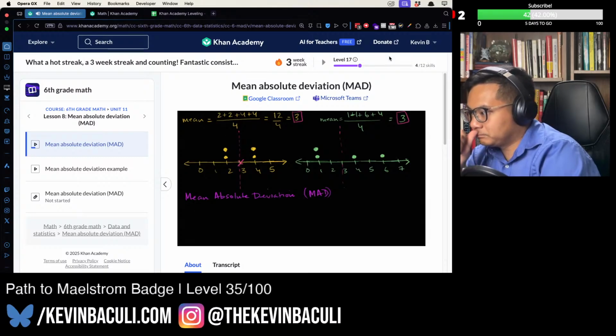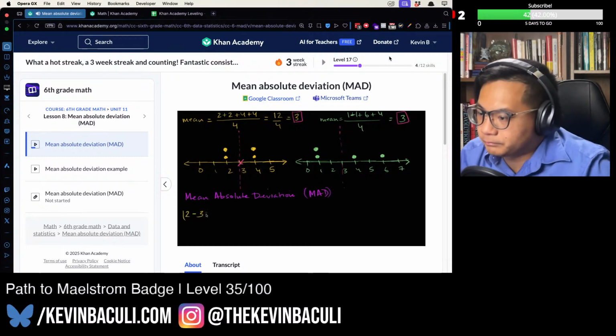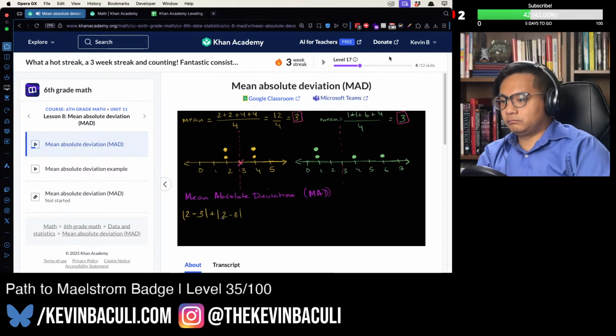So we take each of the data points and figure out its absolute deviation from the mean. We take the first 2. So we say 2 minus the mean, and we take the absolute value. So that's its absolute deviation. Then we have another 2, so we find its absolute deviation from 3. Remember, if we're just taking 2 minus 3 and taking the absolute value, that's just its absolute deviation. How far is it from 3? It's really easy to calculate in this case.